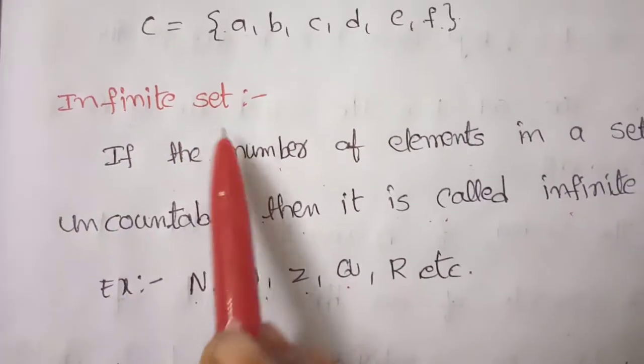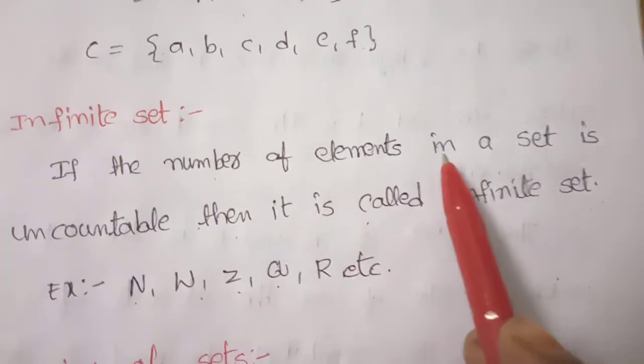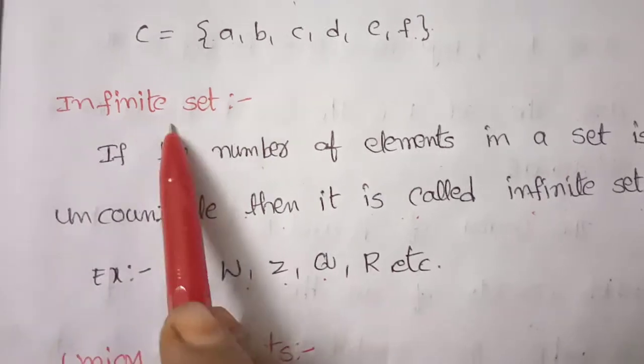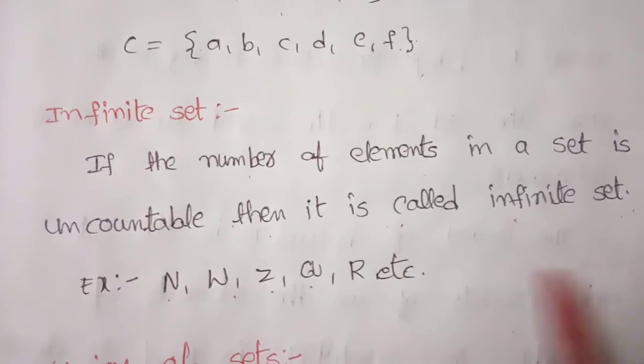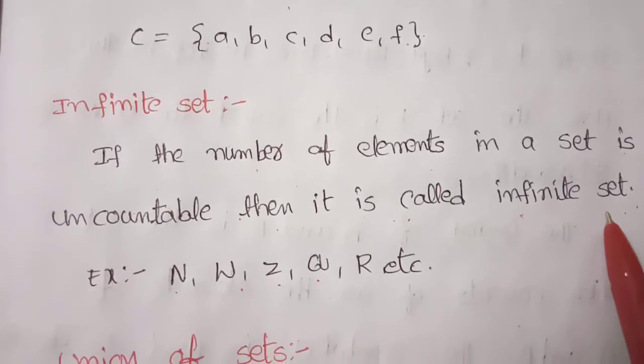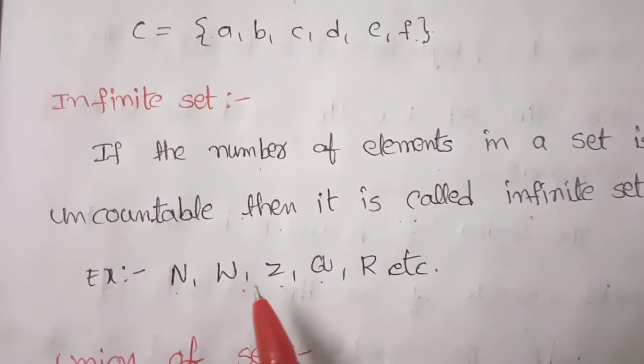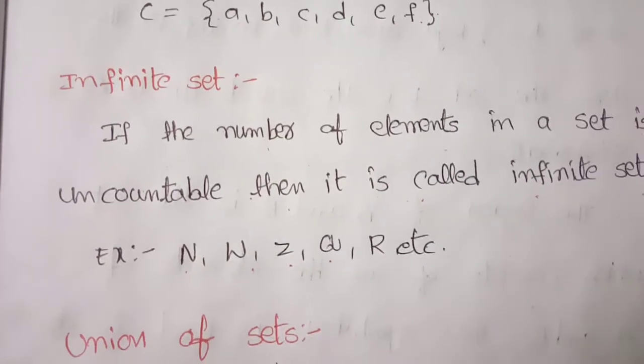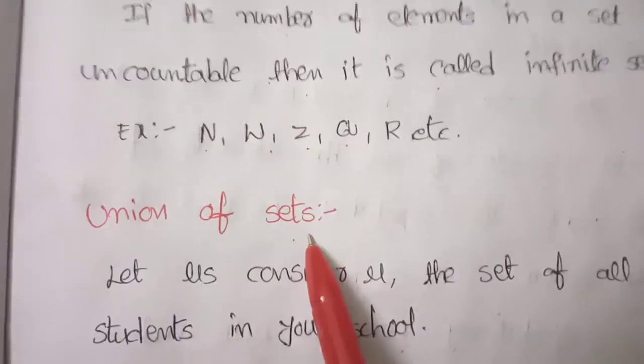Infinite set. If the number of elements in a set is uncountable, then it is called an infinite set. Examples: natural numbers, whole numbers, integers, rational numbers, etc. Okay, next, union of sets.